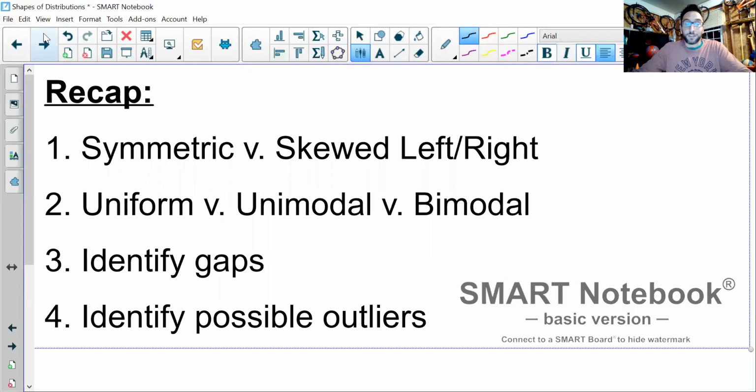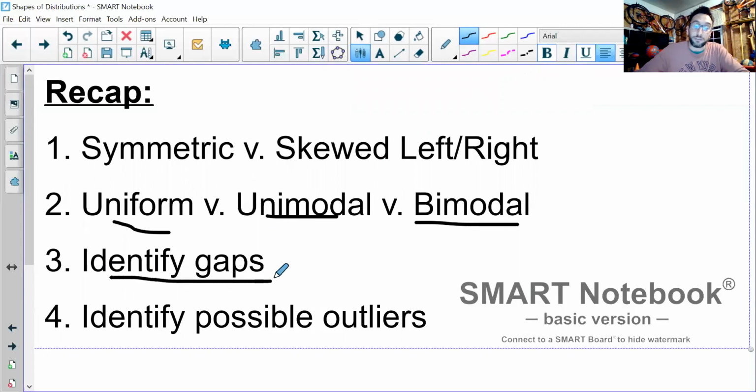So that's really it. So to kind of recap, we have to be able to determine if a graph is symmetric or if it's skewed left or right. We have to be able to determine if a graph is uniform, right, no peaks, or if it's unimodal, 1 peak, or if it's bimodal, 2 peaks. And if you're curious if there are more than 2 peaks, we could call that multimodal.